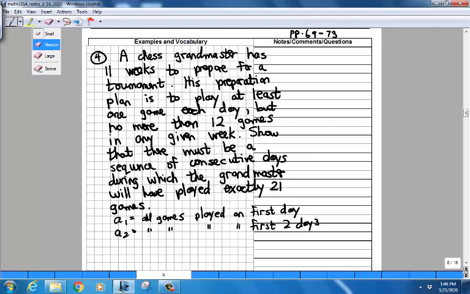Actually, let me capitalize these things, because these are partial sums, right? So, A sub 1, capital A sub 1. A sub 2 is all the games played on the first couple of days, right? And then A sub 3 would be all the games played on the first 3 days, and so forth.